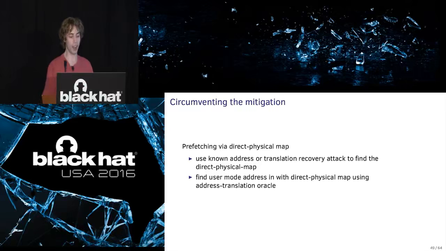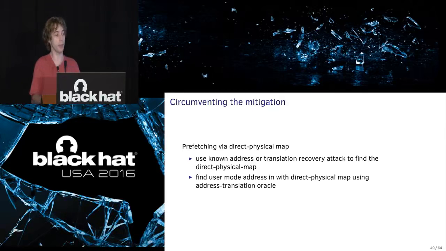So what we can do now is circumvent this mitigation, because it's not really a good mitigation, and we can determine physical addresses or direct physical map addresses using prefetch. We use our translation recovery attack to find the direct physical map if we don't know where it is, if the base offset is randomized. Usually it is not, so we can skip this step and just do the second step right away. We search for an address in the direct physical map that we prefetch, and then we access our user space address, and we will observe a cache hit.